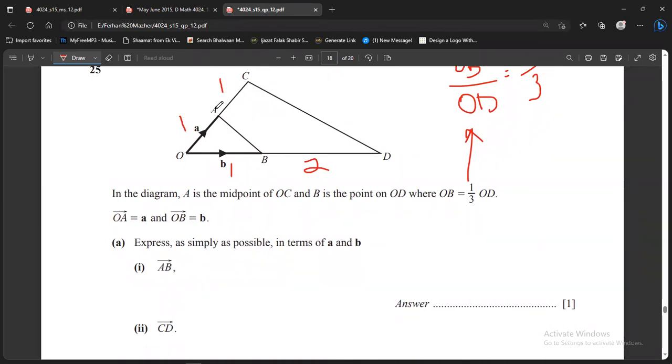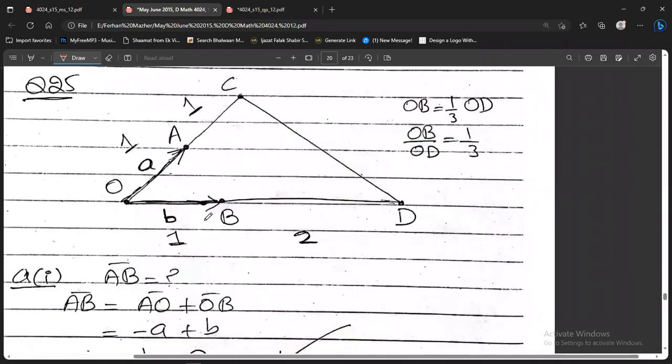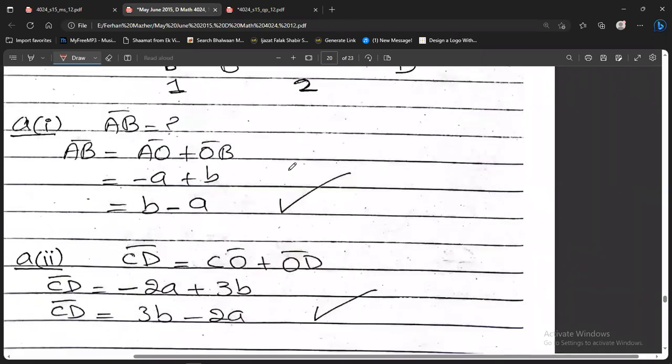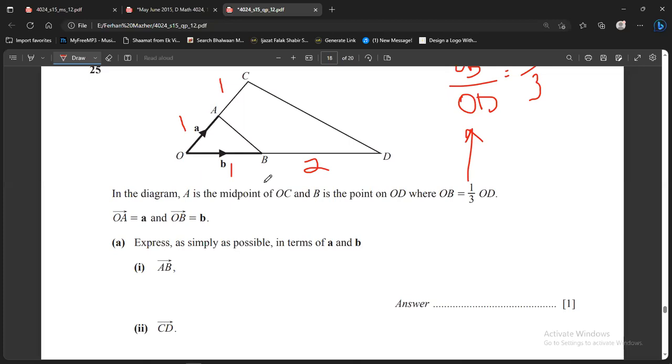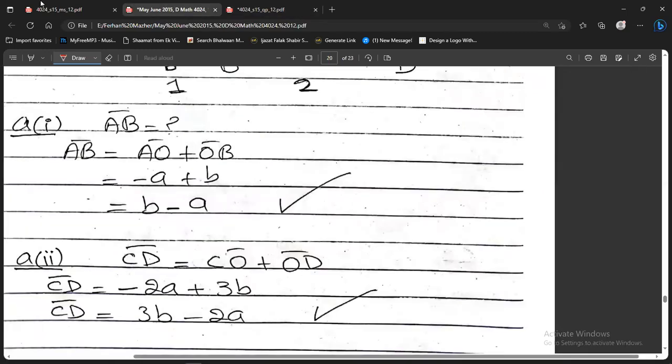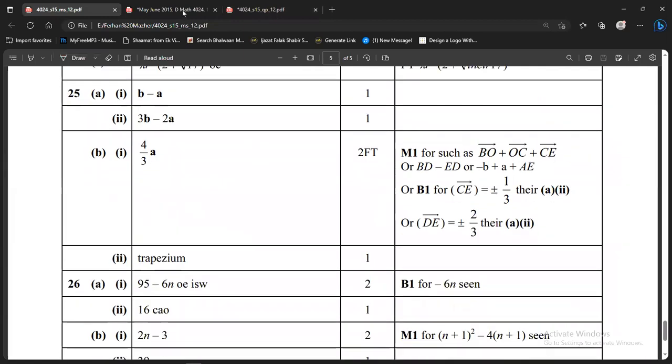Capital AB, okay. So if you want to go from A to B, the bypass, we say bypass. From A go to O, from O go to B. Let me show you how I've written this. AB means from A go to O and from O go to B. When you go from A to O, that is minus A, plus when you go from O to B, that is B. So your answer is B minus A. So this is basically B minus A. B minus A is the right answer, sir.